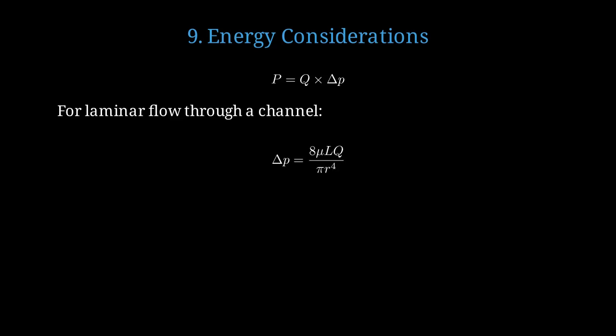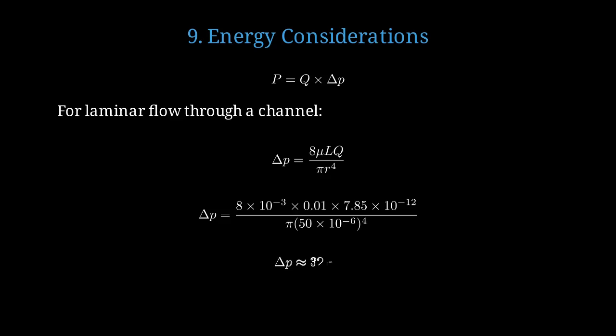Pressure drop equals 8 mu LQ over pi r to the 4th power, where L is channel length and r is radius. Substituting our values for a 1 centimeter channel, we get 8 times 10 to the negative 3 times 0.01 times 7.85 times 10 to the negative 12, divided by pi times 50 micrometers to the 4th power. This gives us a pressure drop of approximately 32 pascals, which is quite small.